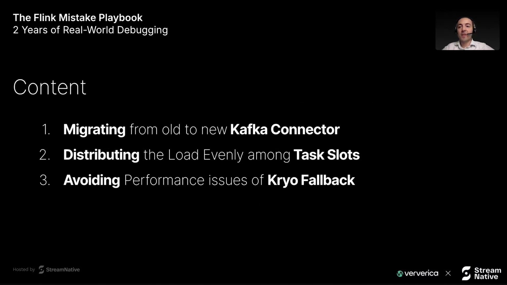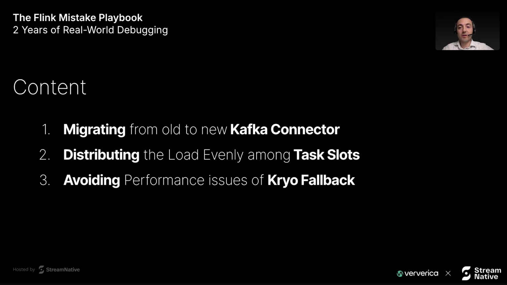In this presentation, I will be going through these three main issues. I will be discussing their root causes and then the possible fixes. The first one is migrating Flink from the old to the new Kafka connector, which is being done commonly by our Flink users. The second one is distributing the load evenly among task slots. When increasing the parallelism in our Flink jobs, it is really crucial for us to distribute the load evenly in these task slots.